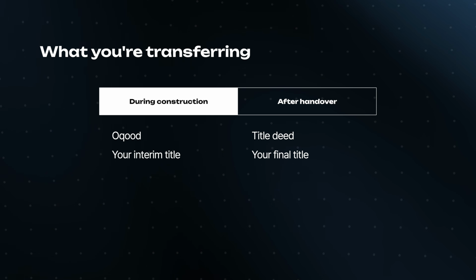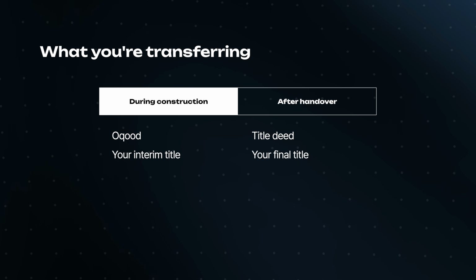Now, if it is a post-handover sale, so a secondary market sale, of course, it will be the same process. However, it will be a transfer of title deed rather than OQood, because you will have the official title deed for the property. However, they are both a formal DLD supervised process, not just a handshake. They are issued by the Dubai Land Department.